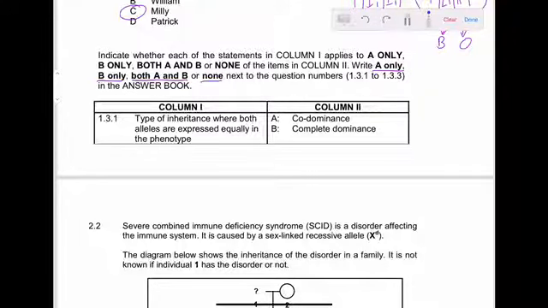So we're looking at alleles expressed equally in the phenotype. If they are expressed equally, it is codominance.